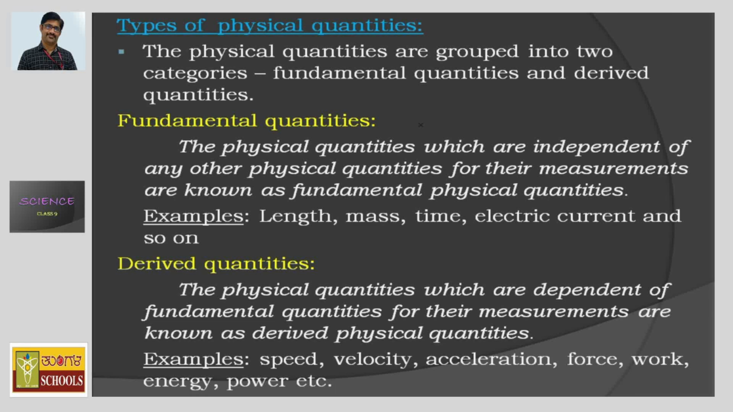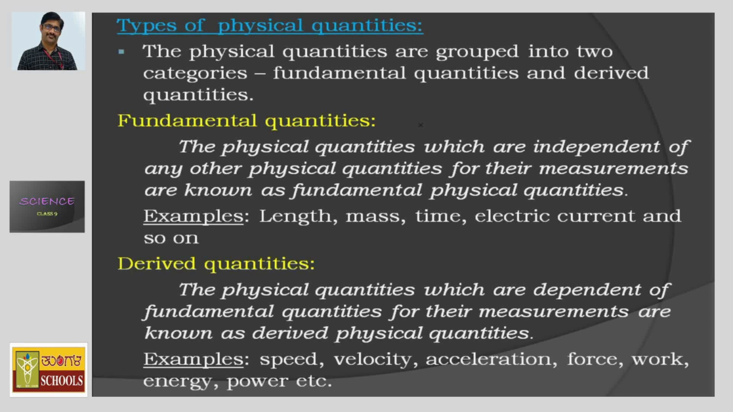Distance by time is nothing but length by time. So speed contains length and time respectively. Length and time are fundamental physical quantities. So you are setting a quantity in such a way that it must contain fundamental quantities. Those quantities are known as derived physical quantities.